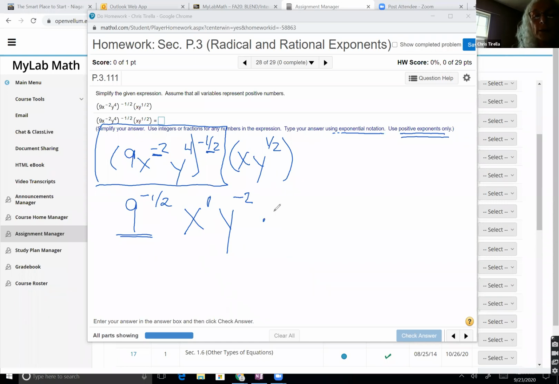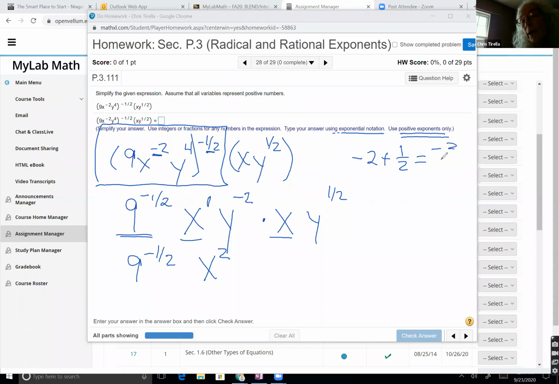Now we're multiplying that by x y^(1/2). After exponents, we multiply. When we multiply on a common base, we add the exponents. So x to the first times x to the first gives me x squared. Then y to the -2 times y to the 1/2. Well, I have to think -2 plus 1/2, and that sum will add to -3/2. And so that gives me y to the -3/2.